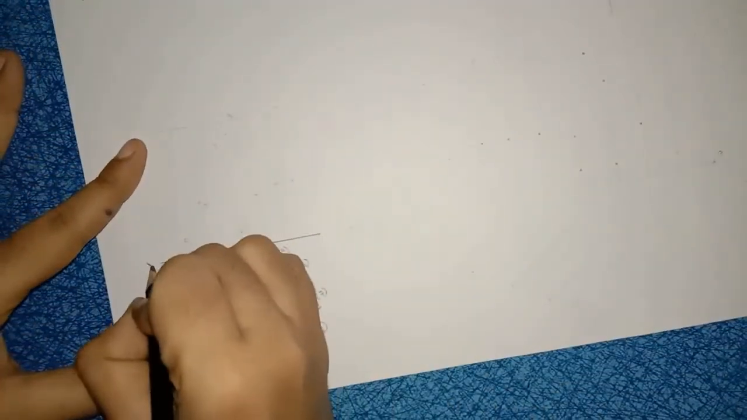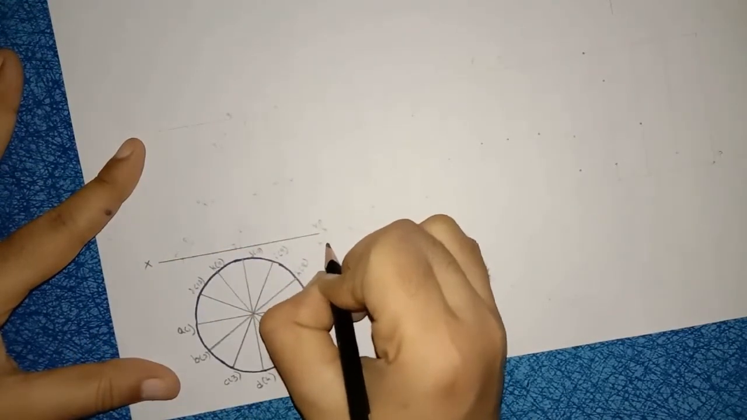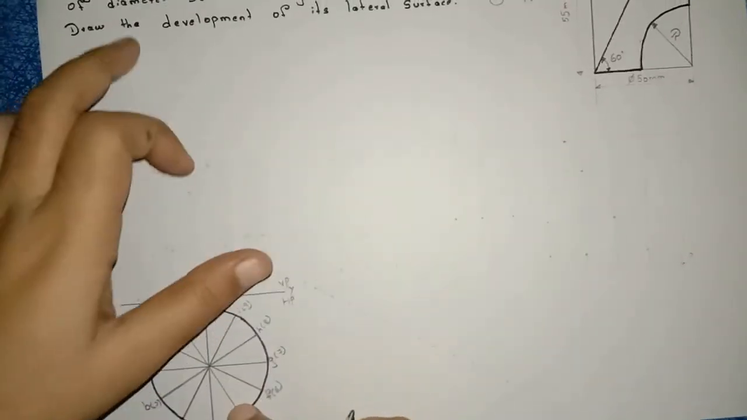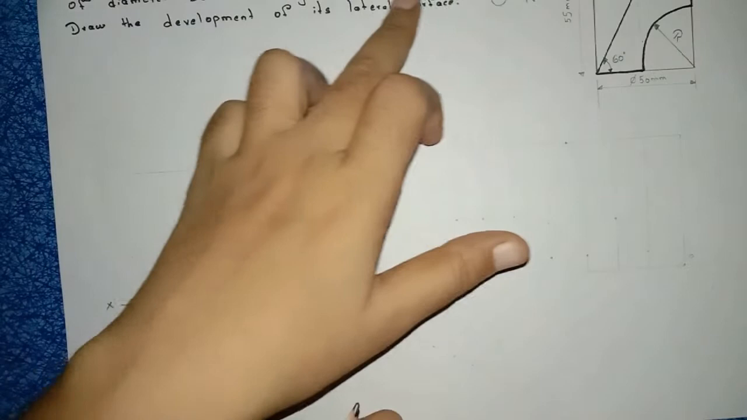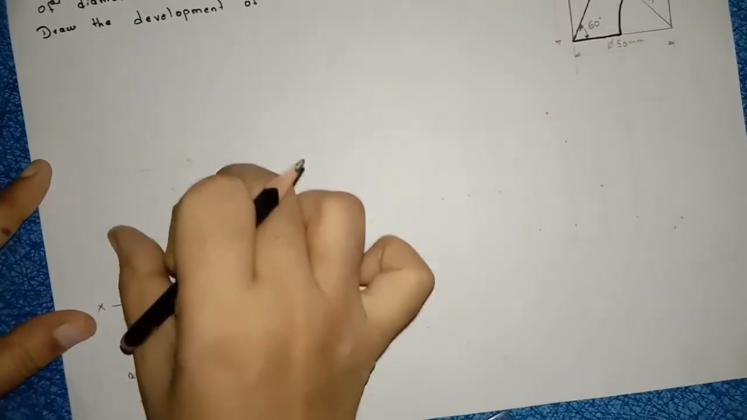Name it as XY, vertical plane and horizontal plane, right? This is your front view, this is your top view. So they said that you have to construct the cylinder resting on its base on HP. I have constructed the cylinder here. Now I have to project this one, right?